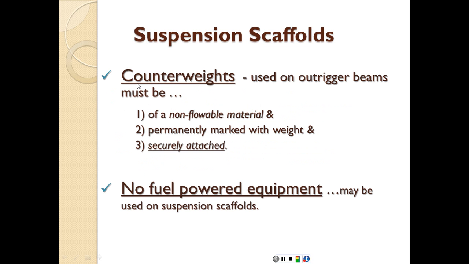If you want to use counterweights on outrigger beams, they must be of a non-flowable material. So you cannot use sand, you cannot use a liquid, you cannot use cement. It can be something like bricks or blocks or any solid weight. They must be permanently marked with weight and securely attached. That's to give stability to that platform. No fuel powered equipment, because again the fuel itself is a flowable material, so you cannot use any fuel powered equipment on a suspension scaffold.